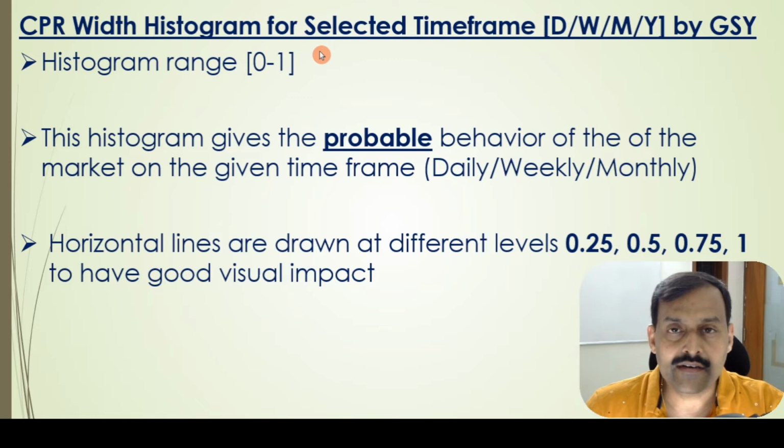Friends, I have already written a Pine Script for TradingView for the CPR width histogram indicator for multi-time frame, which supports daily, weekly, monthly and even yearly. You can use this indicator to predict the behavior for the upcoming session of daily, weekly, monthly or yearly. In a moment from now, I will show you how to set up and use this. I have also added horizontal lines and different colors for this indicator to give a very good visual impact. The horizontal lines are at 0.25, 0.5, 0.75 and 1.